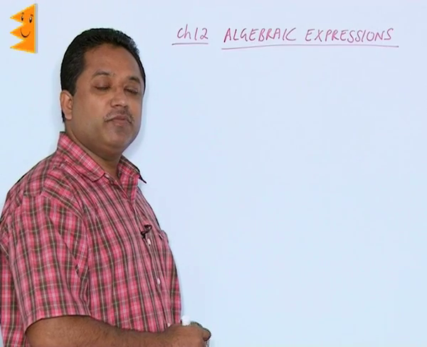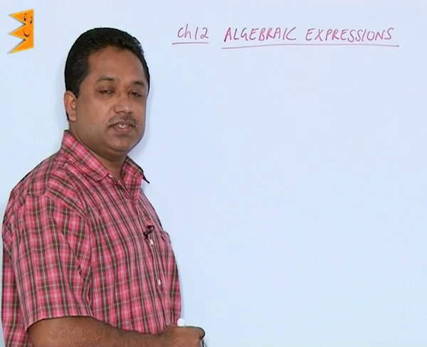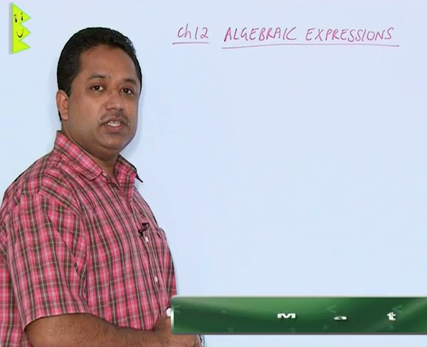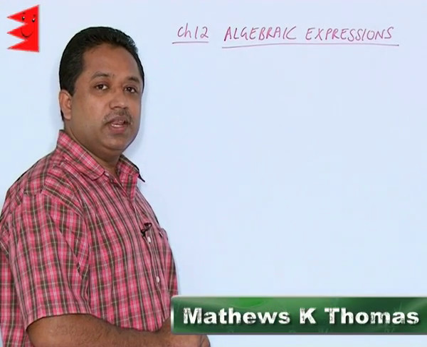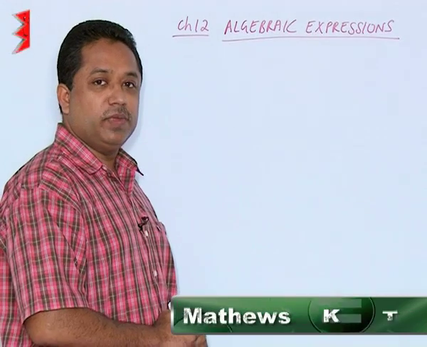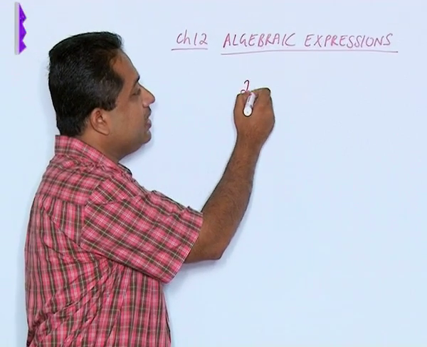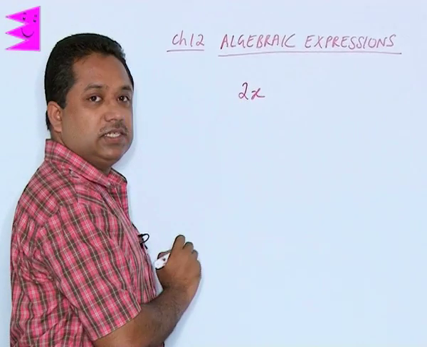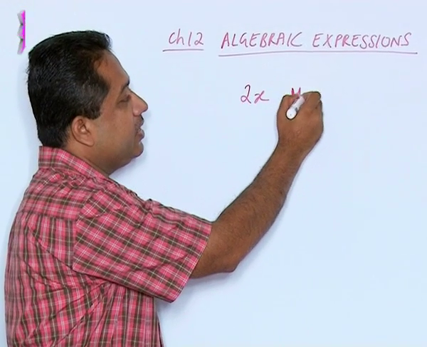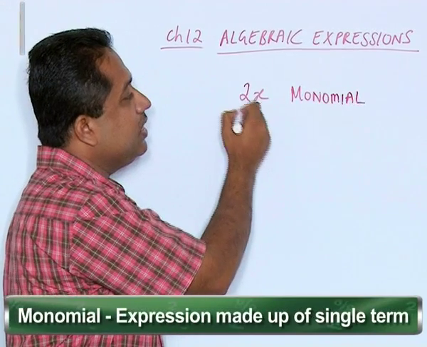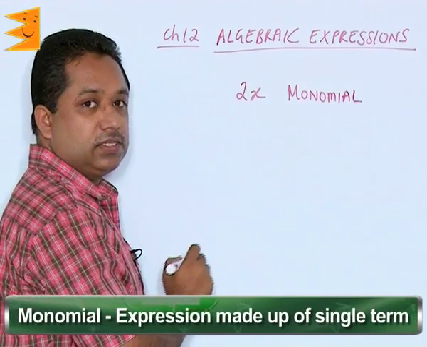In chapter 12, we deal with algebraic expressions. Algebraic expressions are polynomials. It could be a monomial, a binomial or a trinomial. Now, what is the meaning of a monomial? If you have a single term like 2x, then we can say it is a monomial because it is made up of a single term and that single term is 2x.